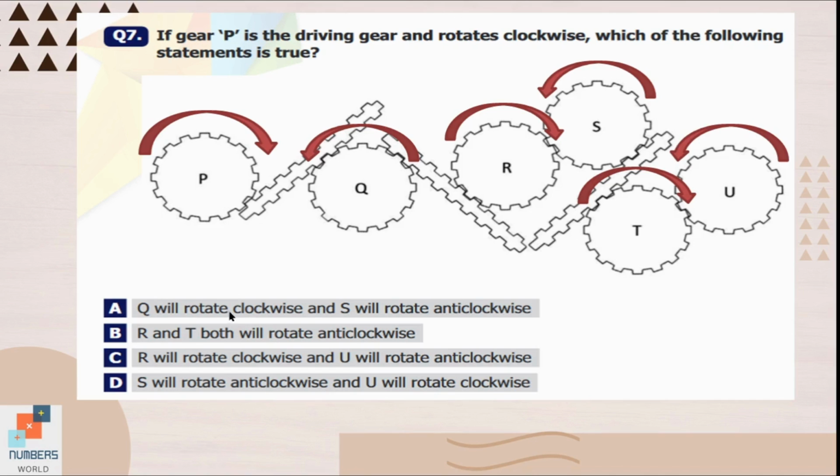Option A is Q will rotate clockwise and S will rotate anti-clockwise, which is wrong because Q is rotating anti-clockwise. Option B is R and T both will rotate anti-clockwise, which is again wrong because R and T both are rotating clockwise. Option C is R will rotate clockwise and U will rotate anti-clockwise. So this is true because R is rotating clockwise and U is anti-clockwise. So option C is the correct one. Option D is S will rotate anti-clockwise and U will rotate clockwise. But it's not true because both are rotating anti-clockwise. So option C is the correct one.